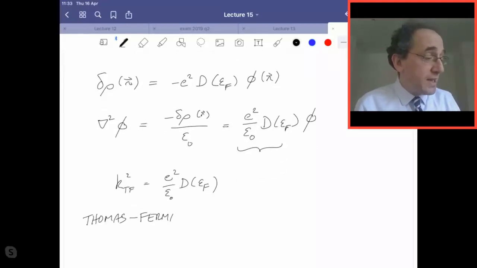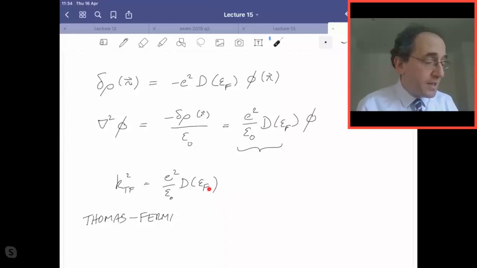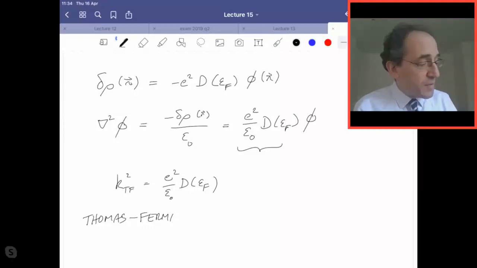So we can check that this indeed has dimensions of a wave vector. How do we do that? Well, density of states per unit volume is one over energy times one over volume. e squared over epsilon naught times a length scale would give me an energy, which would cancel the one over energy in the density of states here. That leaves one over length squared remaining, so a wave vector squared. So that works. So this is the Thomas-Fermi wave vector.